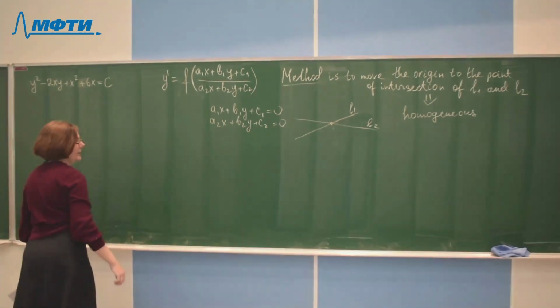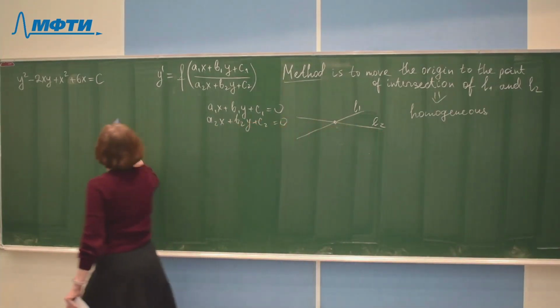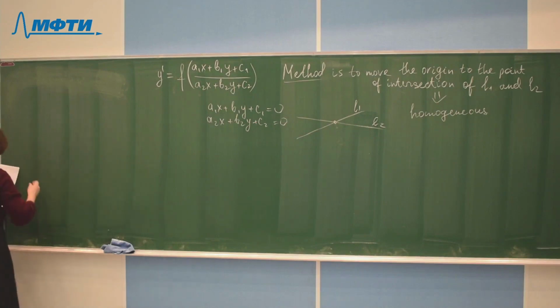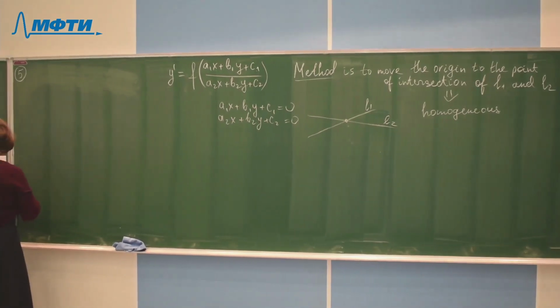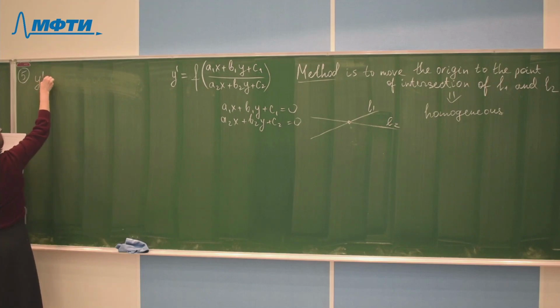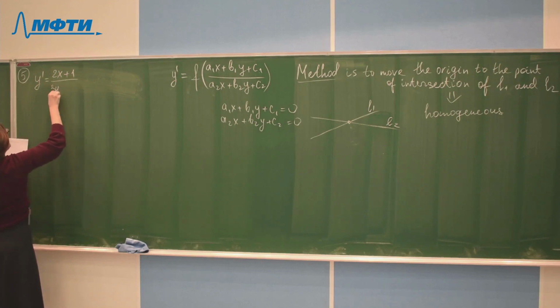Let's consider an example. Task number 5. Okay. We will try to solve the following. y prime equals (2x plus 1) over (3y plus x plus 2).